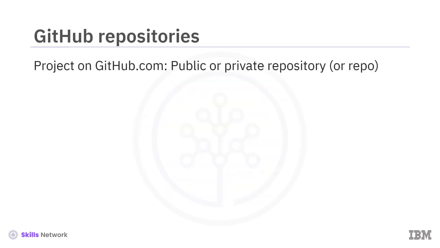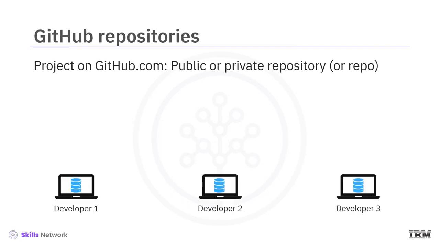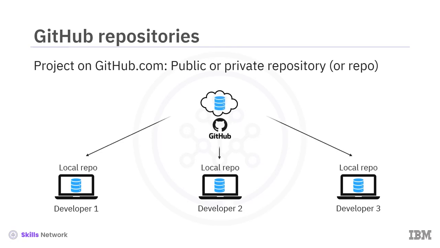GitHub allows multiple developers to collaborate on their codebase in parallel. A project in GitHub.com resides either as a public or private repository. Each developer working on that project may have their own copy of the repository on their computer, which they refer to as their local repo, and one that is on GitHub.com, which they refer to as the remote repo.